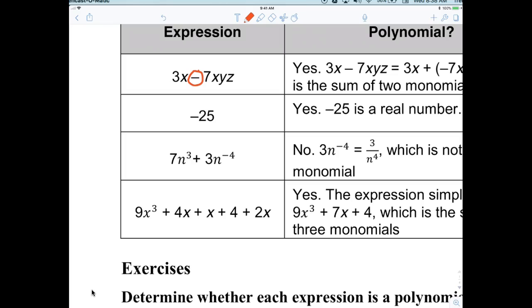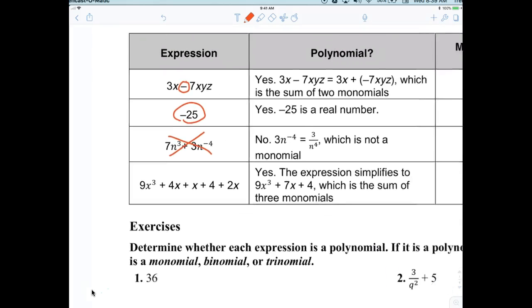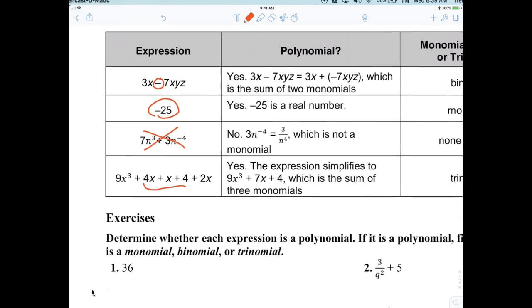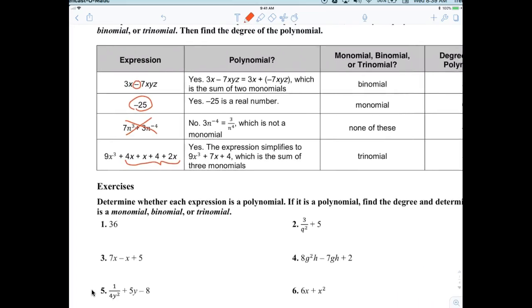So that is considered a binomial. This right here is considered a monomial. This is considered nothing because it has a negative exponent. You're not allowed to have a negative exponent. Now, this down here, of course, would simplify, and it would simplify to a trinomial. But that's what we're going to be working on. So monomial, binomial, trinomial.